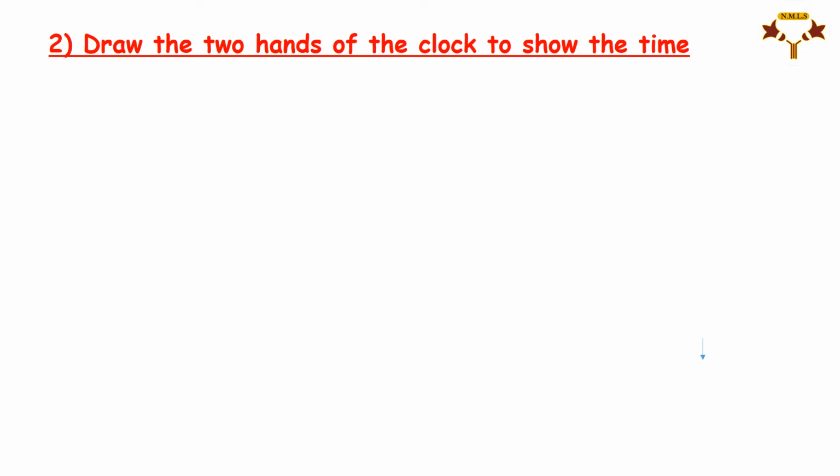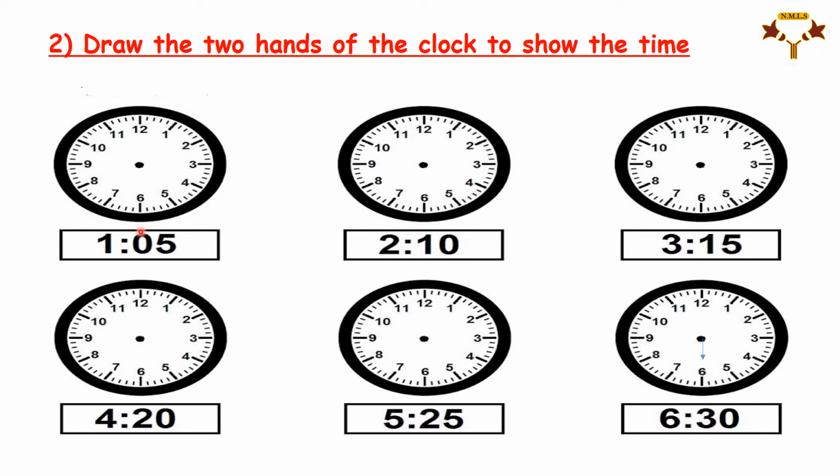Draw the two hands of the clock to show the time. Here we have 1 in hours and 5 in minutes. 1 and 5 minutes. 1 for hours and 5 for minutes. Okay, then I will draw short hand at first. Short hand at 1 and long hand also at 1. Because 1 means 5 minutes, 2 means 10 minutes, 3 means 15 minutes, and so on.